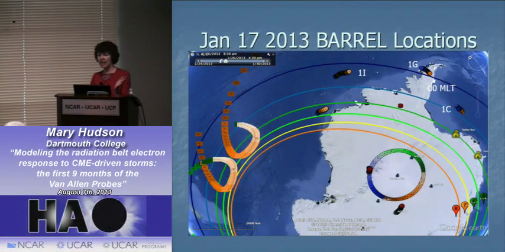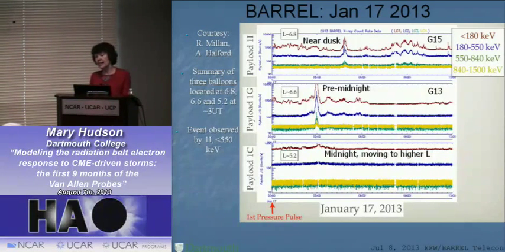We don't have time for this, but this just shows you that the Van Allen probes over here are over in the wrong local time. But GOES was over in the right local time of the balloons, and these are the balloons I'll show you. And this is what BARREL precipitation data looks like.